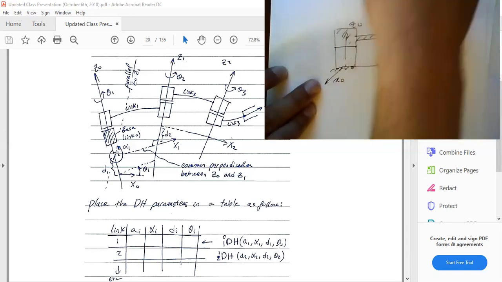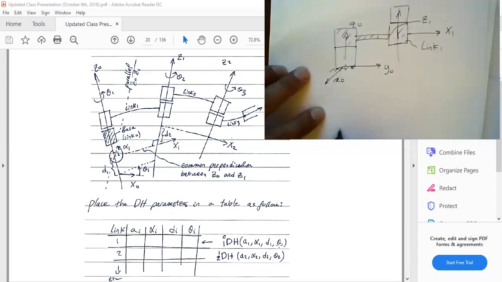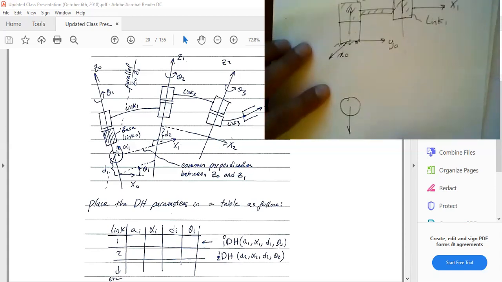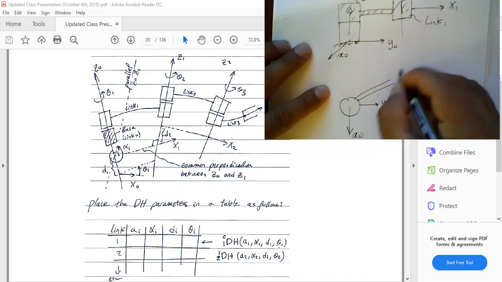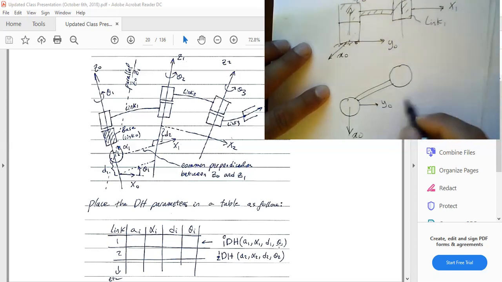If I look at this guy from a top view, what am I going to see? Just so you guys can see that. I want to see X0 like that, and Y0 like this. And this is my first link. Then I'm going to draw it a little bit offset. So this is my second link.